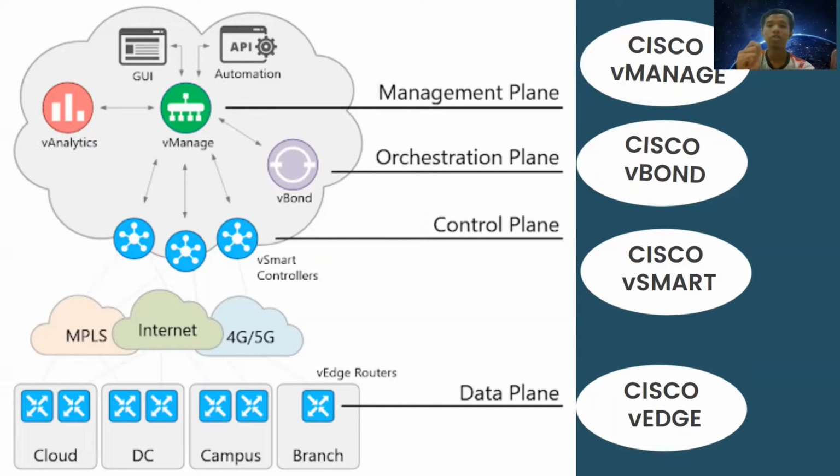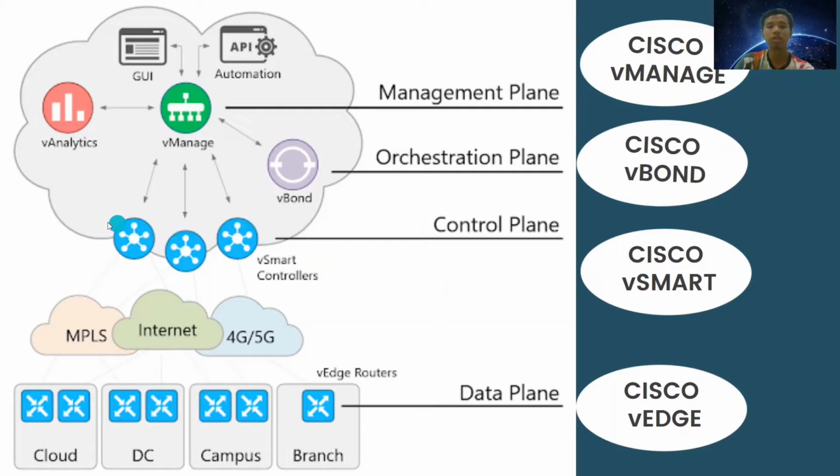Next is Cisco vBond. This is the SD-WAN system's orchestration plane, which functions to manage the onboarding of new unconfigured devices into the SD-WAN network. The next one is Cisco vSmart. Cisco vSmart is used in the control plane. The overlay fabric brain is the vSmart controller.